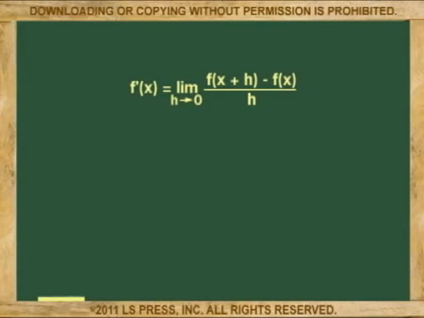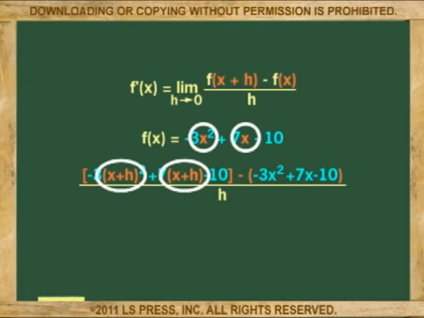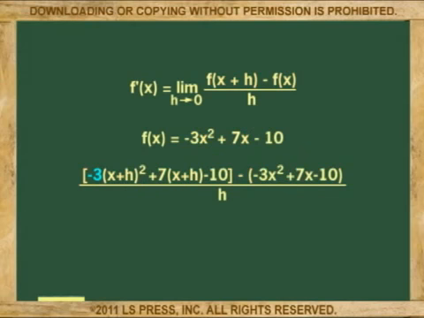Again, using the equation for the derivative f prime of x, when the limit of h approaches 0, f of x plus h minus f of x over h. We substitute our parabola equation into it. Notice that every x in the equation gets the x plus h treatment and we get negative 3 times x plus h squared plus 7 times x plus h minus 10. This takes care of the x plus h.